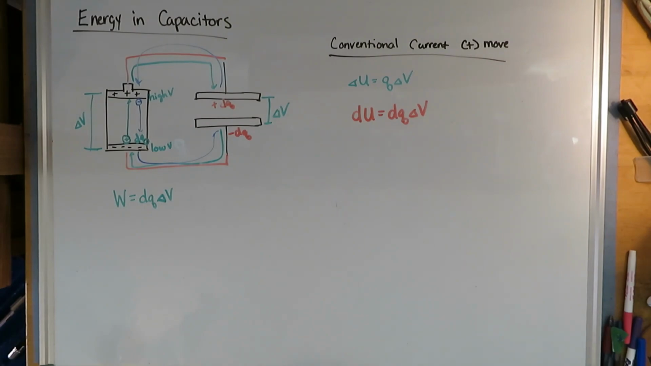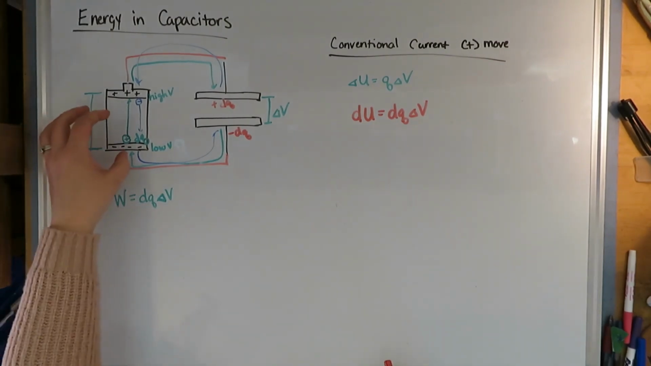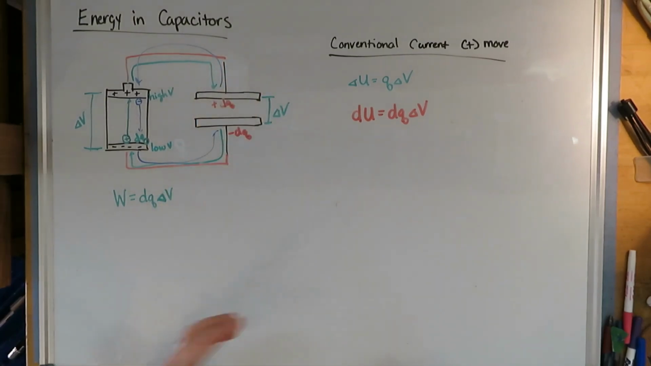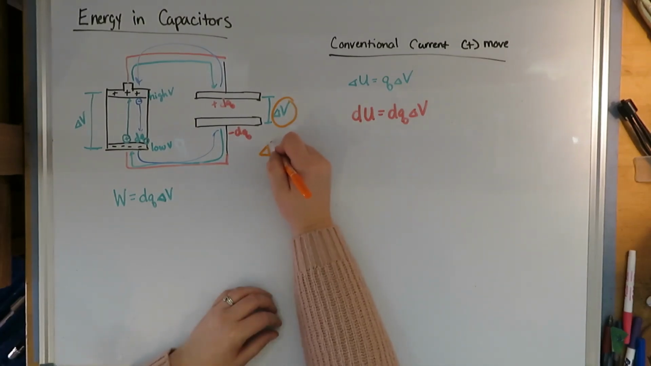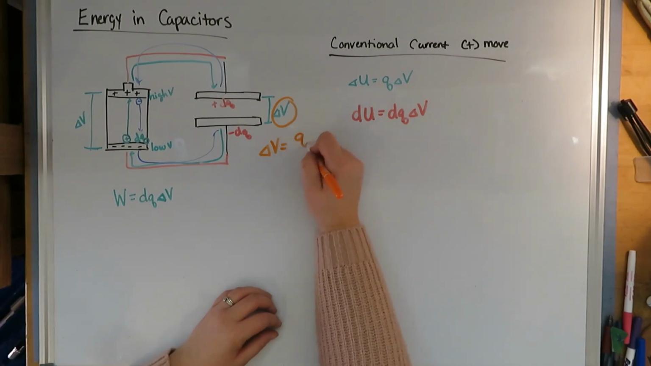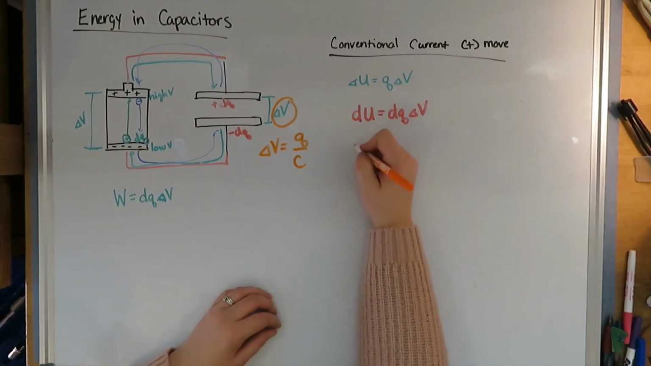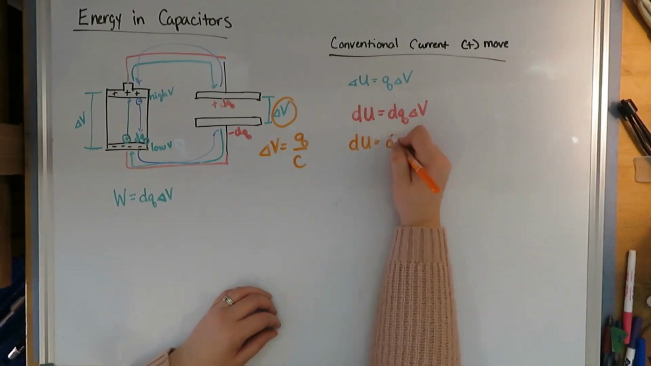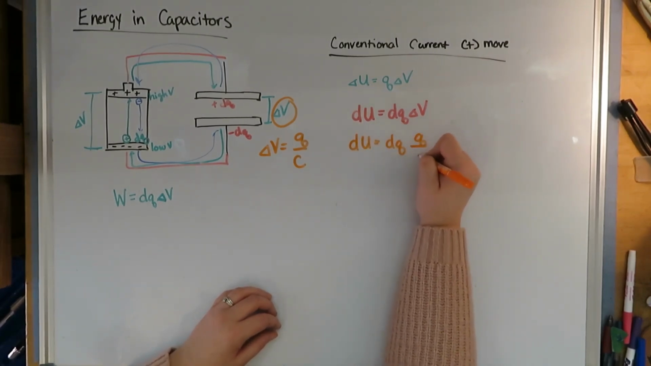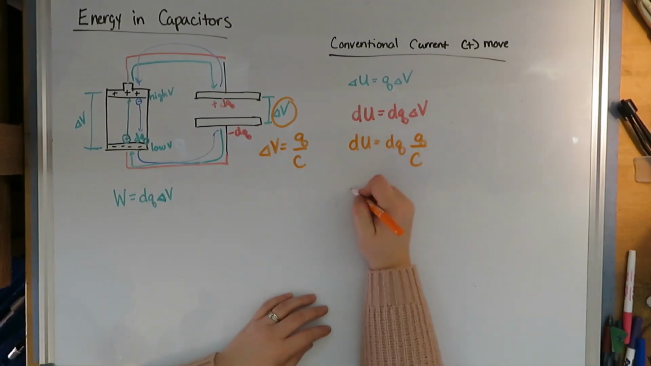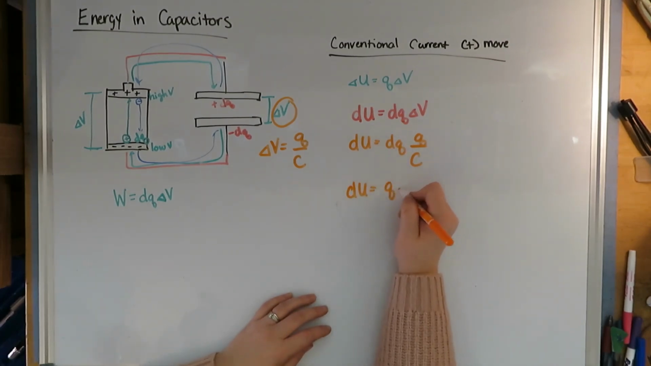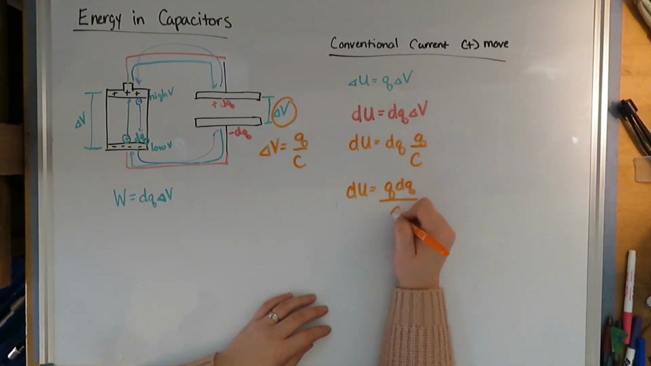So with that, the energy is transferred from the battery to the capacitor in order to conserve energy, because energy is conserved. I can then relate essentially the potential difference here to be the potential difference of my capacitor. So the potential difference of the capacitor is going to be Q over C. So I sub that in and I get dU is equal to dq times Q over C. So if I do a little rearranging, I get that dU is equal to Q dq over C.